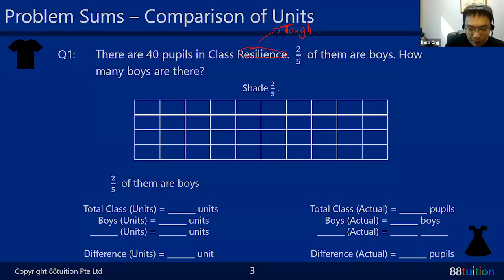There are 40 pupils in class Resilient. 40 is like the total. It's just like your class, most of your classmates. Everybody adds up to 40 pupils. So that is your total.